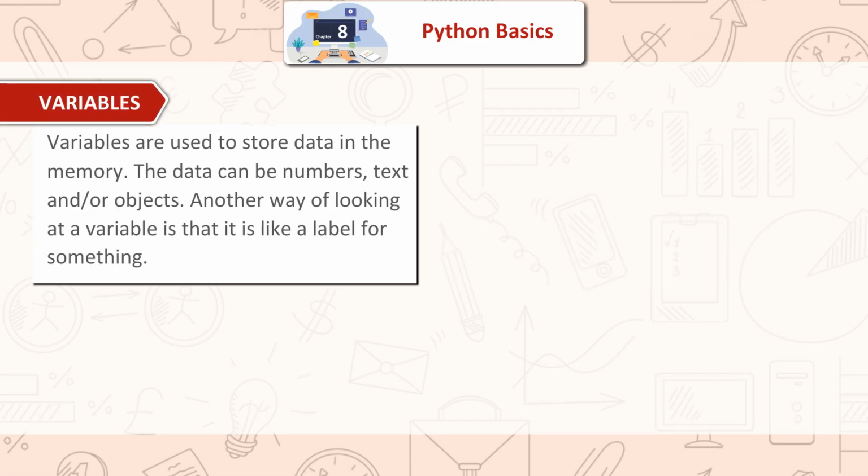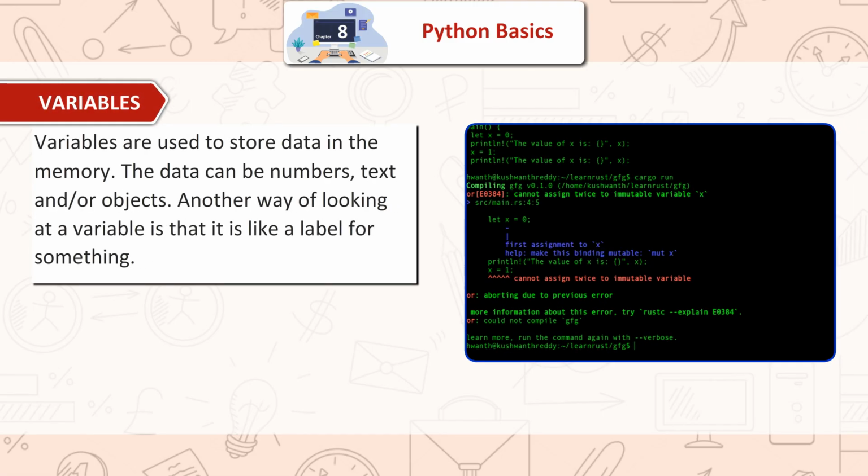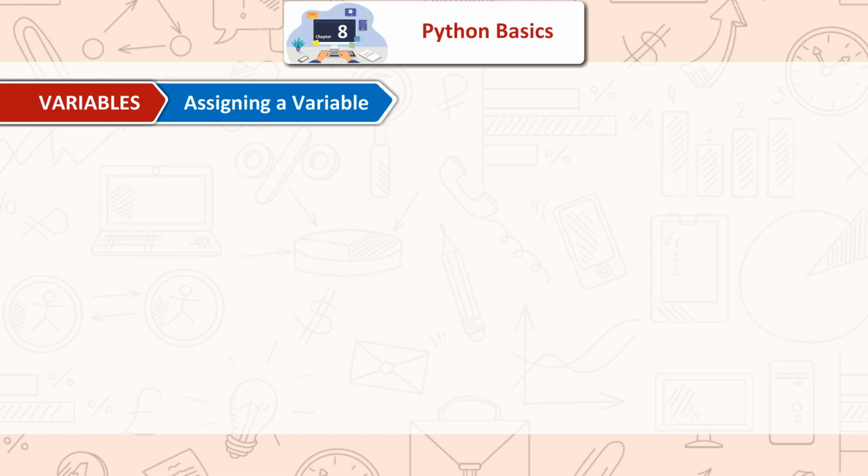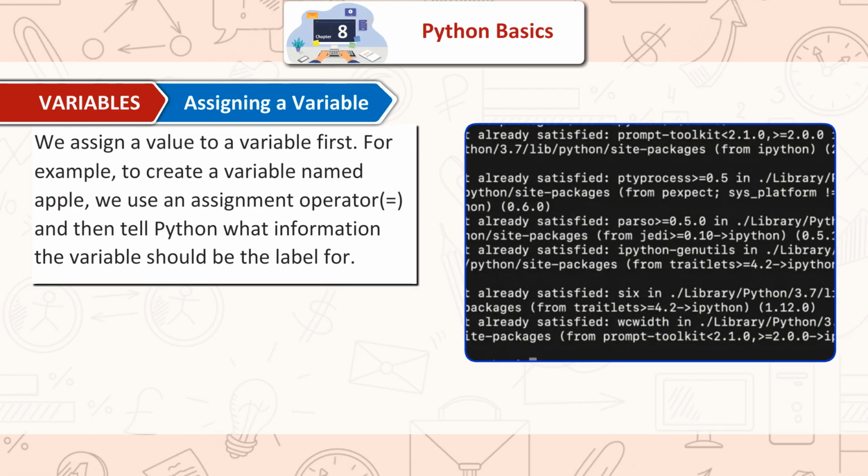Variables. Variables are used to store data in the memory. The data can be numbers, text, and/or objects. Another way of looking at a variable is that it is like a label for something. Assigning a variable. We assign a value to a variable first. For example, to create a variable named Apple, we use an assignment operator, equals, and then tell Python what information the variable should be the label for.